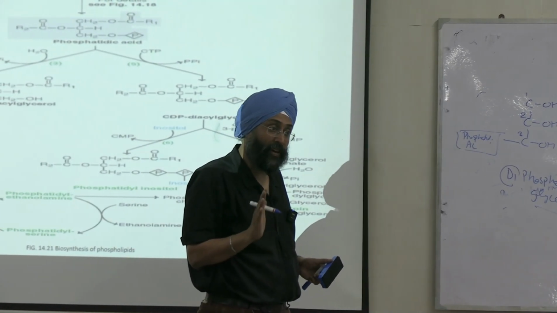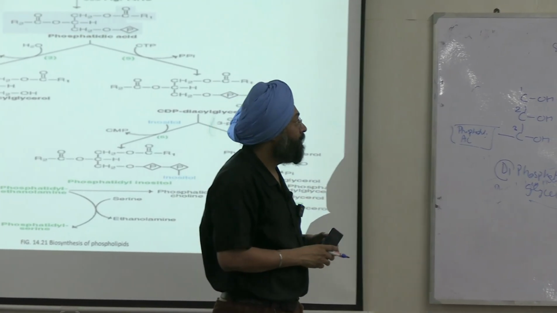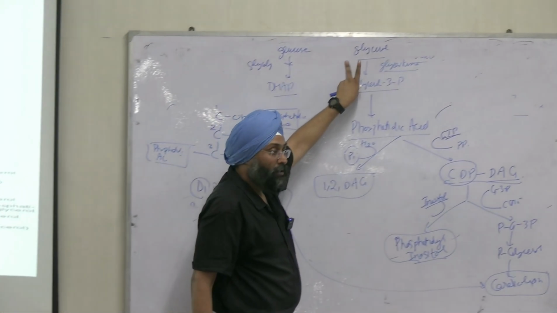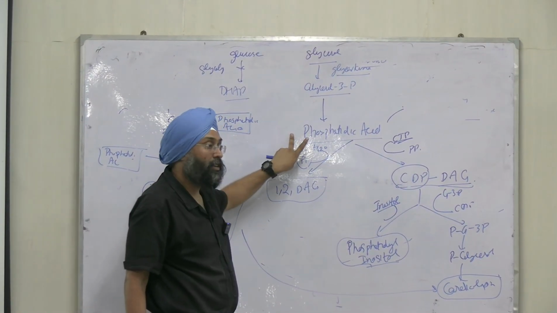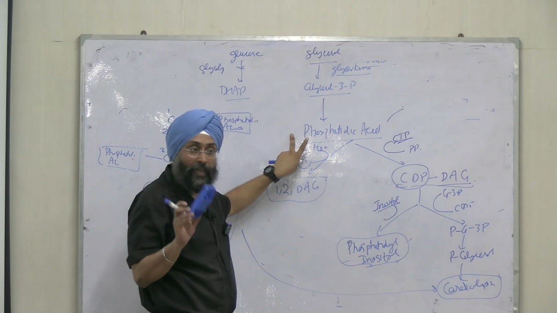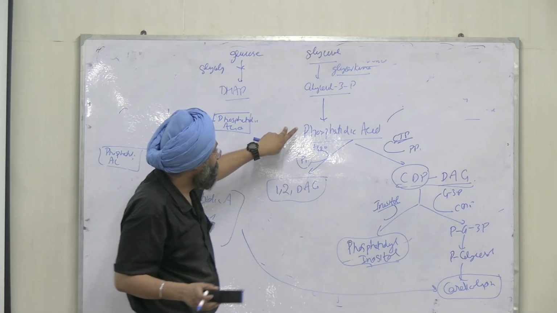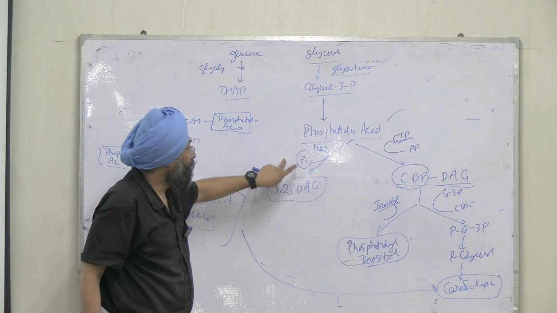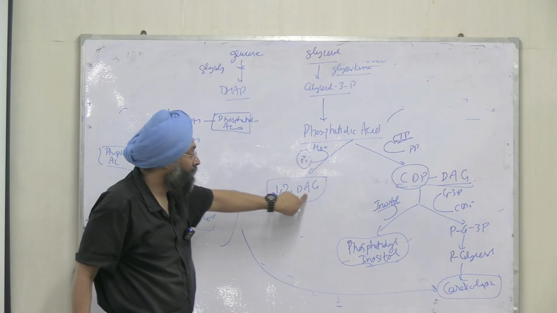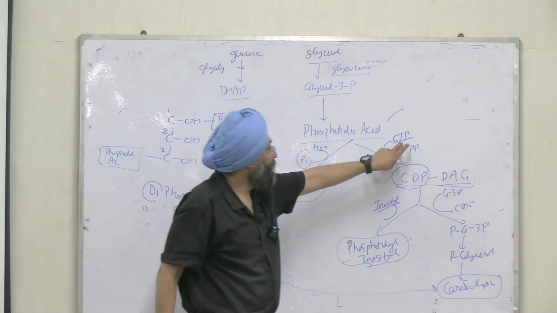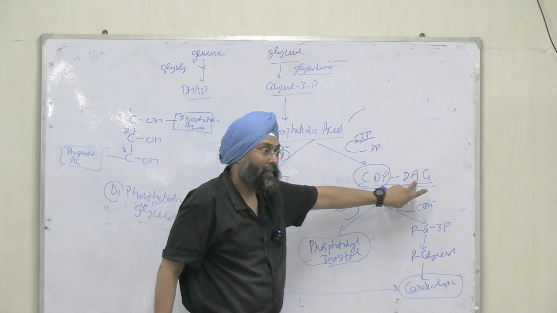Be alert, it is very important. You will get a minimum 5 marks question out of this, right? So don't sleep in the class, be alert. Starting from glycerol 3-phosphate via the glycerokinase reaction, from glycerol 3-phosphate we get our phosphatidic acid. Phosphatidic acid is a parent molecule from which we form all the phospholipids. Via the first reaction we are adding water and removing phosphate. When phosphate is removed from phosphatidic acid we get 1,2-diacylglycerol. And when CDP is attached, with phosphate released, we get CDP diacylglycerol.